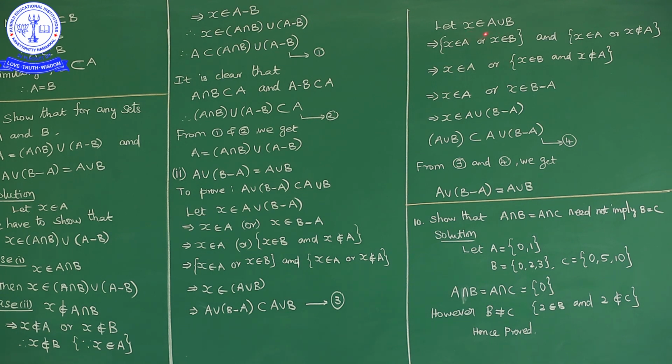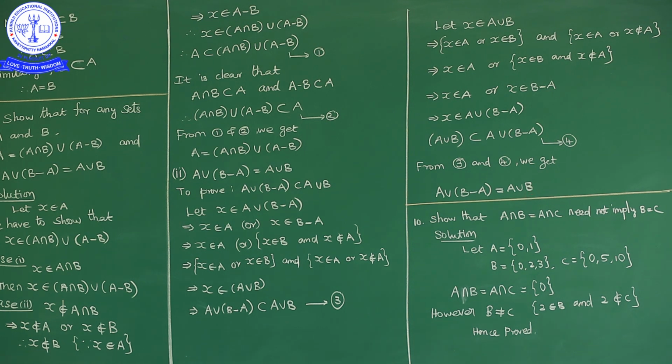Here x is an arbitrary element of A union B. We proved that x is also an element of A union B minus A. So, A union B is a subset of A union B minus A. Let it be 4 and this is 3. From 3 and 4, what can we conclude? 3 equals 4. So, A union B minus A is equal to A union B.